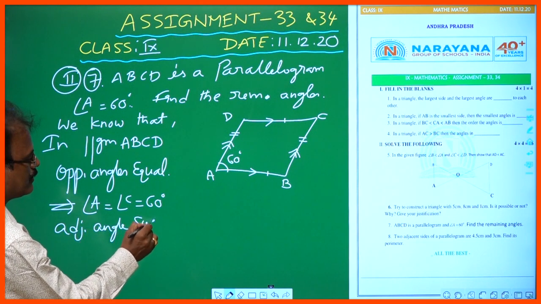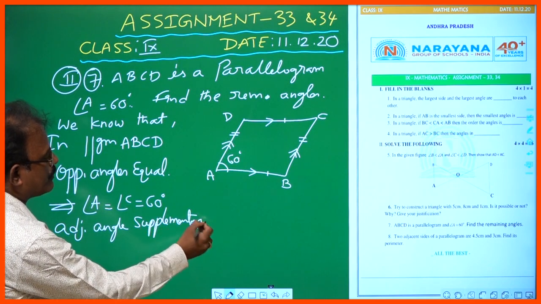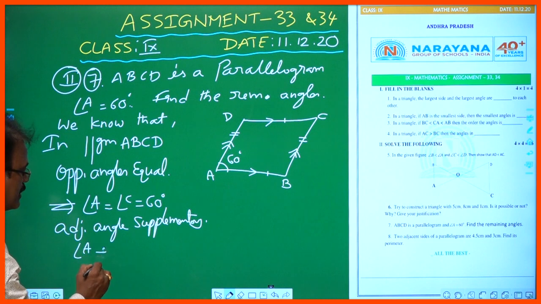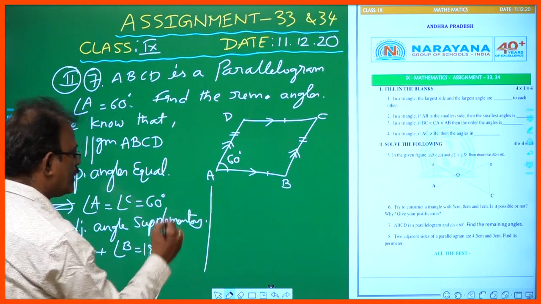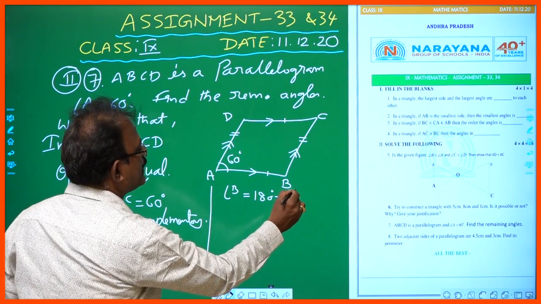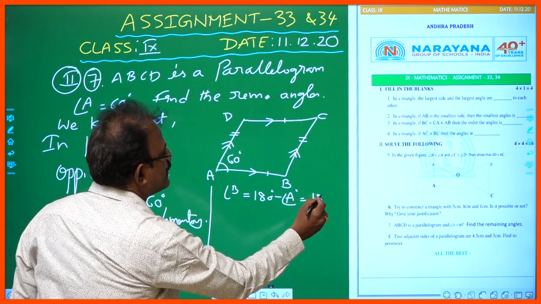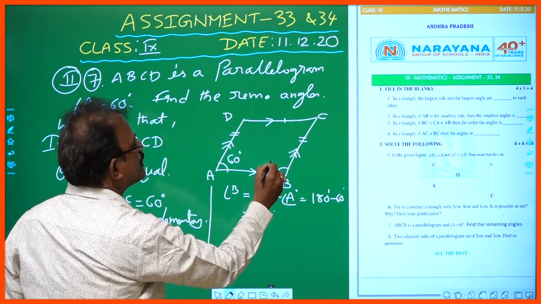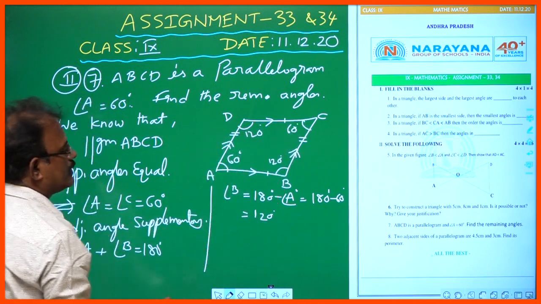Also we know that adjacent angles are supplementary. So what is the meaning of supplementary? The sum of the two angles becomes 180 degrees. So angle A plus angle B is equal to 180 degrees. So angle B is equal to 180 minus angle A. Angle A is already given as 60, so 180 minus 60 is 120 degrees. If it is 120, from the concept of opposite angles being equal, these are 120.